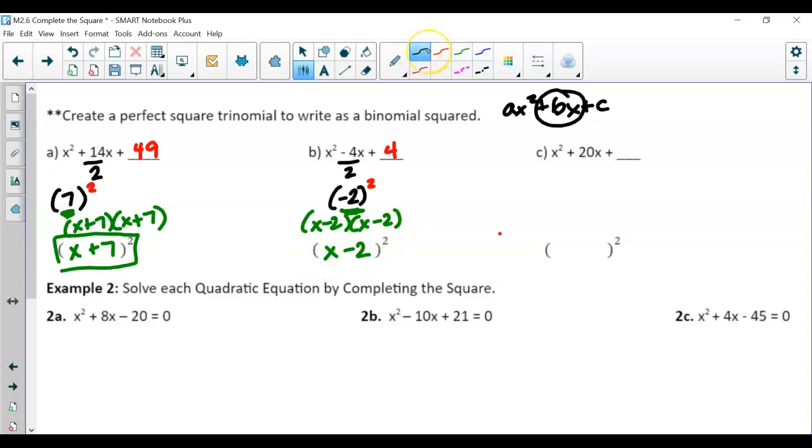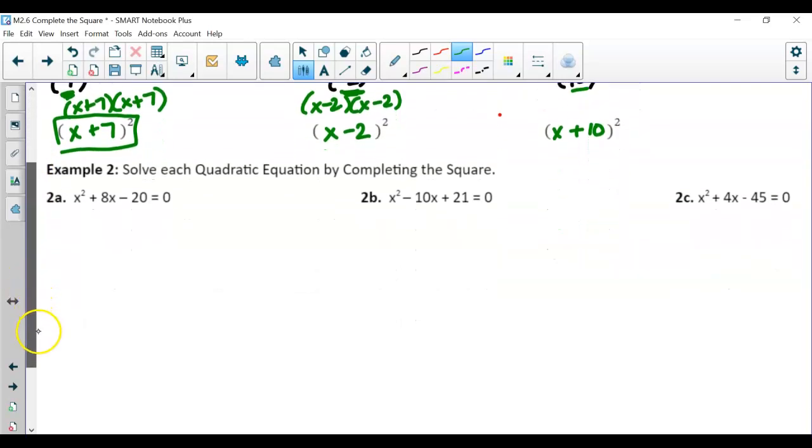So then the last one here, right? What do we do with 20? Divided by 2, so now you have 10. Then square it. 10 squared is 100. So again, what numbers are we going to use here for our perfect square? 10, because 10 times 10 is 100, and 10 plus 10 is 20. So x plus 10.